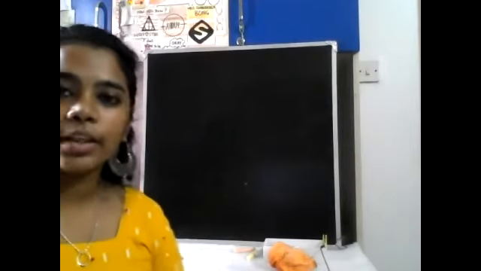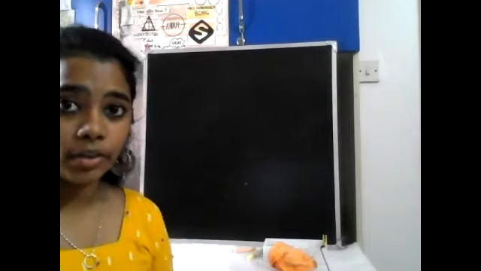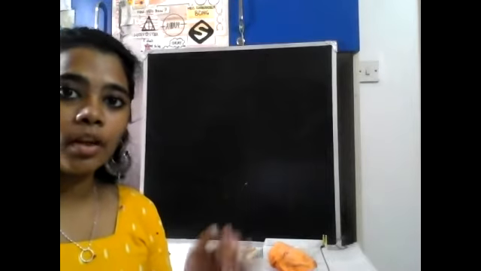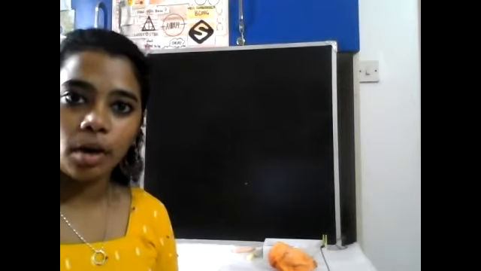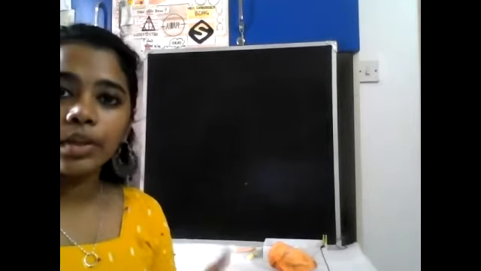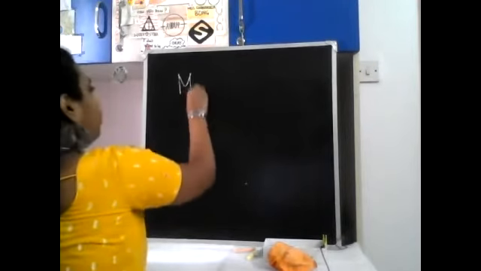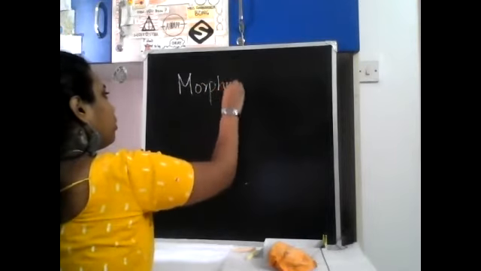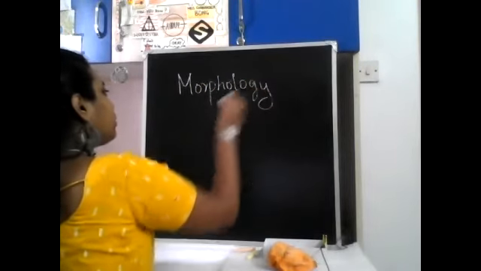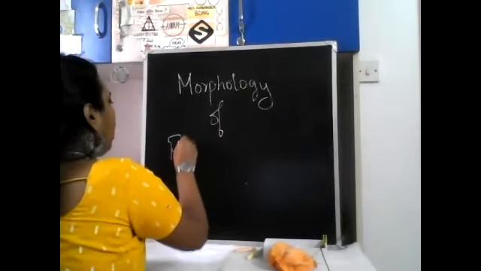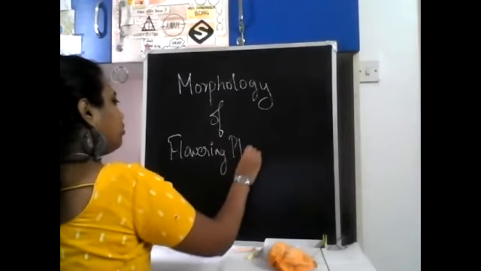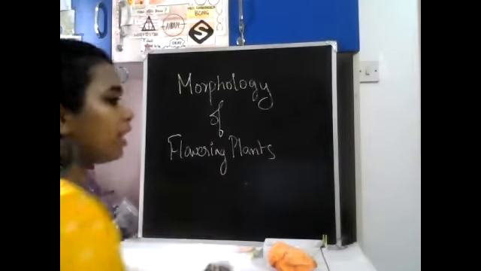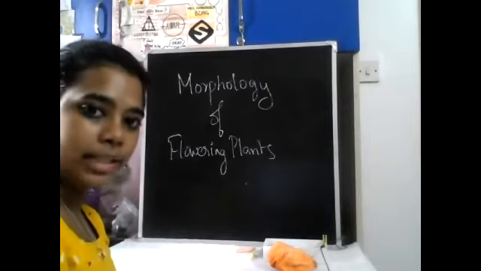Hi, in this video, we'll do chapter 5, the first part of chapter 5, morphology of flowering plants. So to start off with this topic, first we will divide the heading into two: we have morphology and we have flowering plants. Let's break this into two and we'll define them separately.